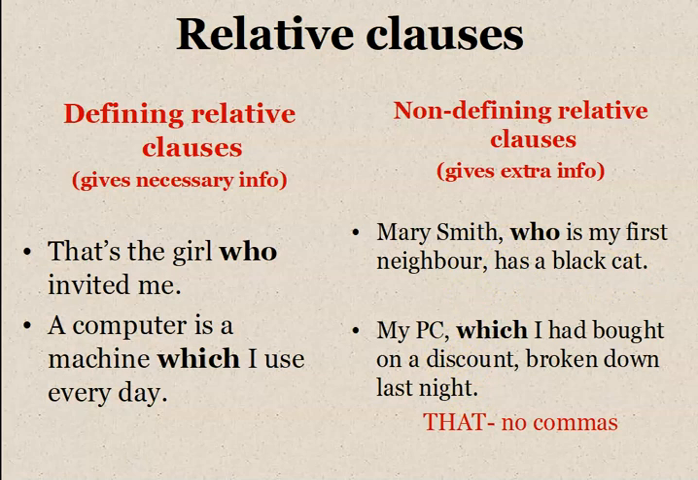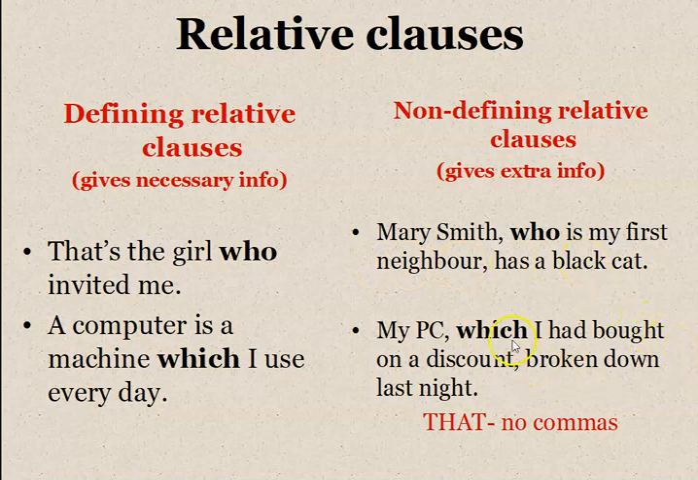Mary Smith, who is my first neighbor, has a black cat. So, Mary Smith has a black cat, it's not a real definition, but the non-defining clause is the section between the commas which gives some additional information about, let's say, the subject here, the woman called Mary Smith. So you can erase this one and do without if necessary.